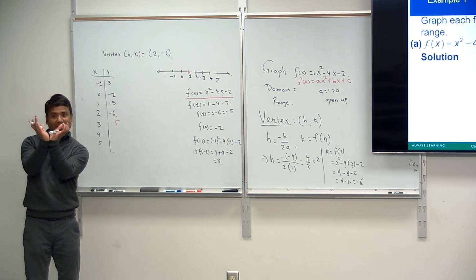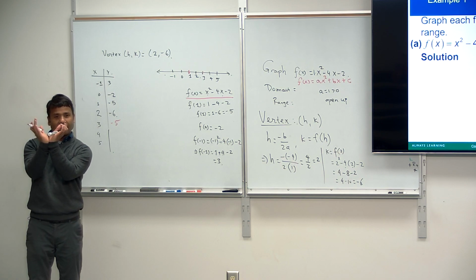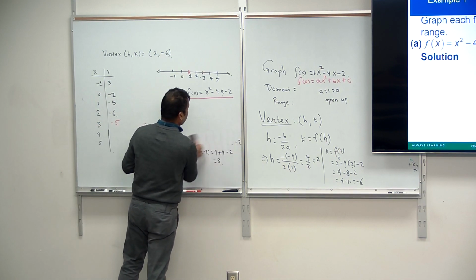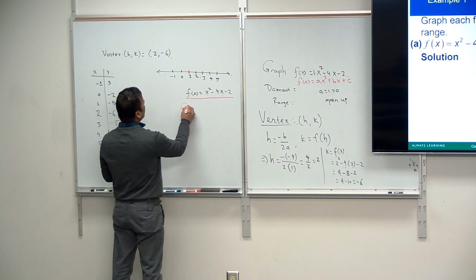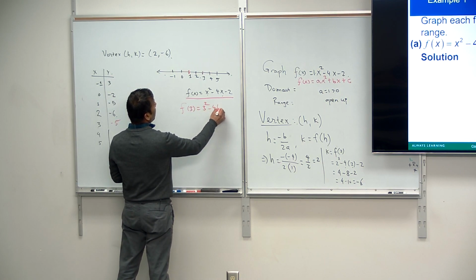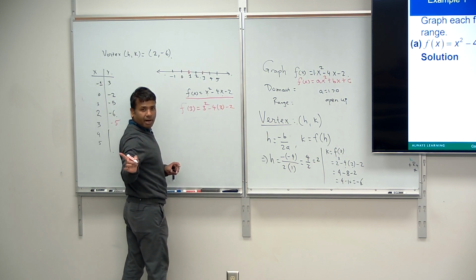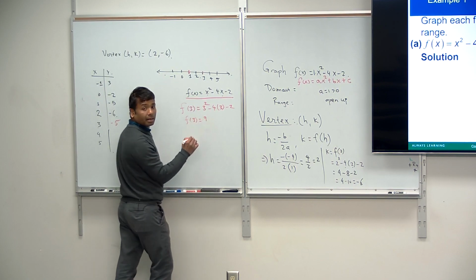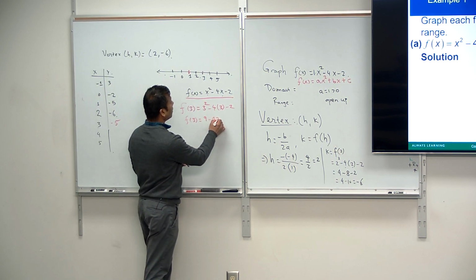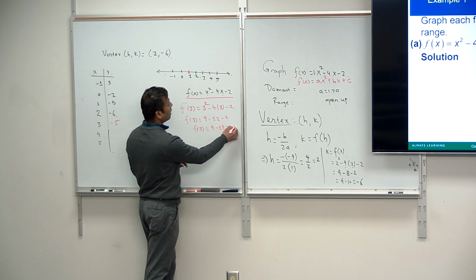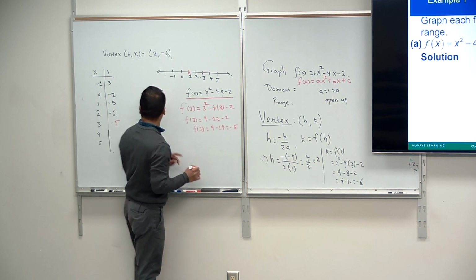Because you know the graph is symmetric. You can check it. Look here. If I plug in x equal to 3, f(3) is 3 squared minus 4 times 3 minus 2. Is that right? So this is 9 minus 12 minus 2, so f(3) equals 9 minus 14, which is what? Negative 5. See that? So this is negative 5.